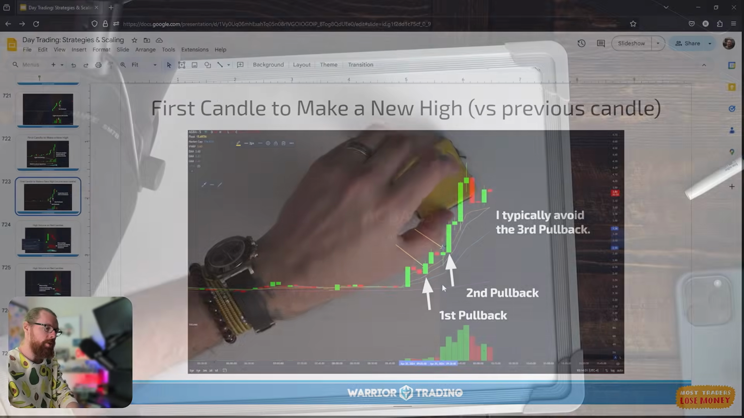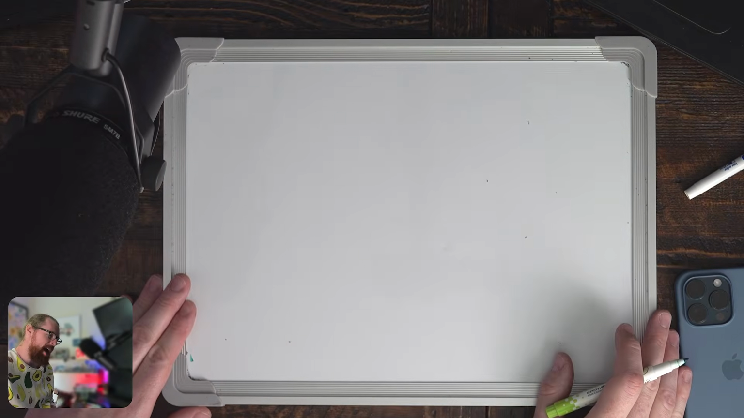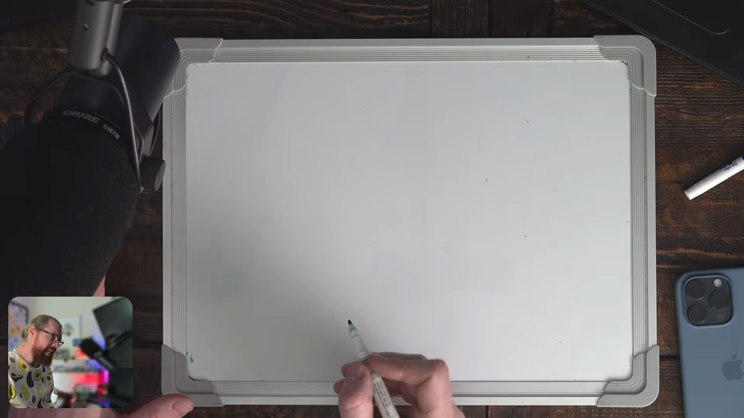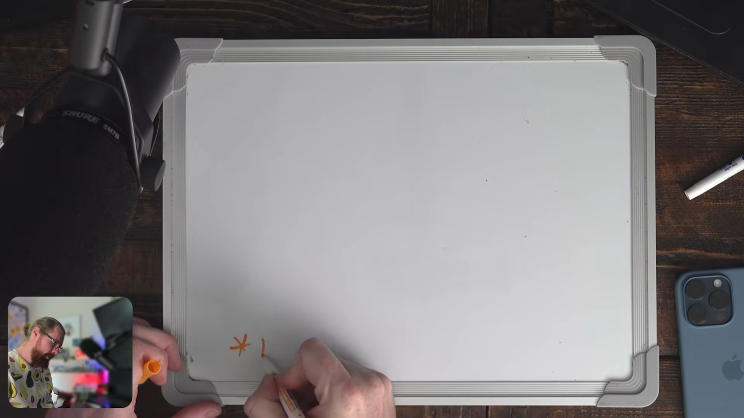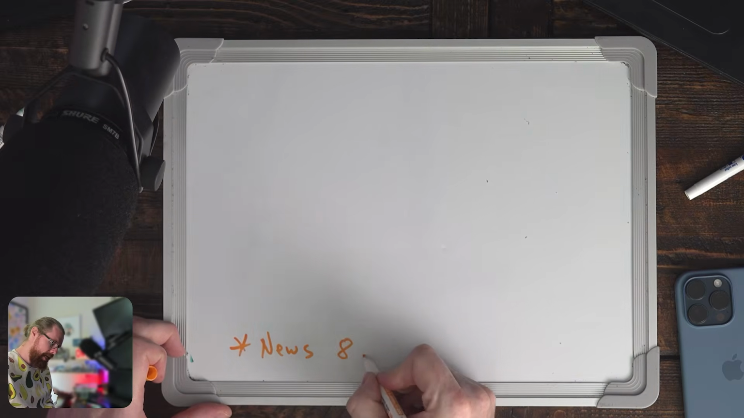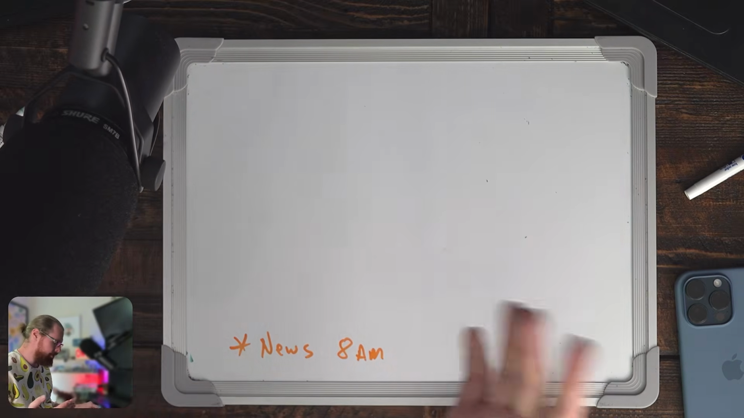Okay, so let's jump onto the whiteboard and kind of talk about one of my favorite patterns. So one of my favorite patterns here begins typically with a news catalyst. So we're going to have breaking news right down here. And let's just say it's at 8 a.m., Eastern Standard Time. Not that that really matters, but I'm just going to throw it out there.